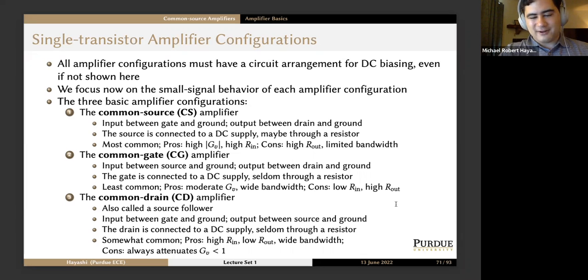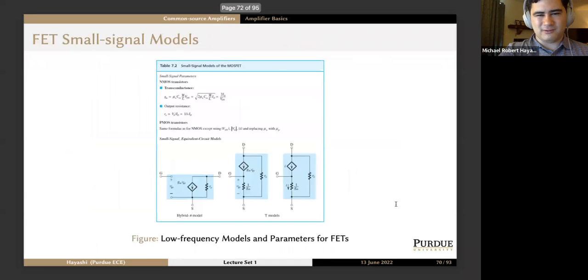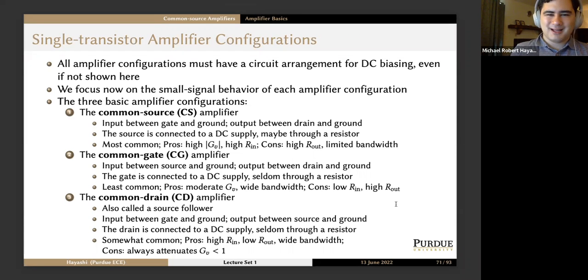All amplifier configurations must have a circuit arrangement for DC biasing, even if when we first introduced them, we're not showing them there. What are we showing instead if we're not showing the complete circuit? What we're doing is showing steps 2 through 4, which is the small signal equivalent circuit. We're going to first focus on the small signal behavior of each amplifier configuration and then rebuild the complete circuit, DC and AC, after we see just the small signal behavior.